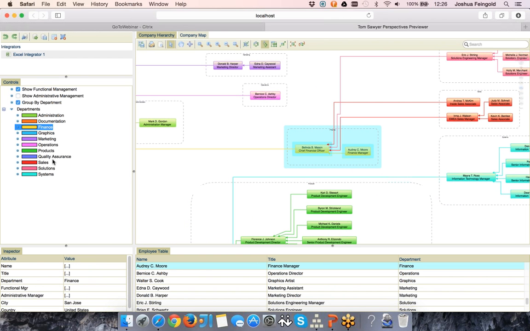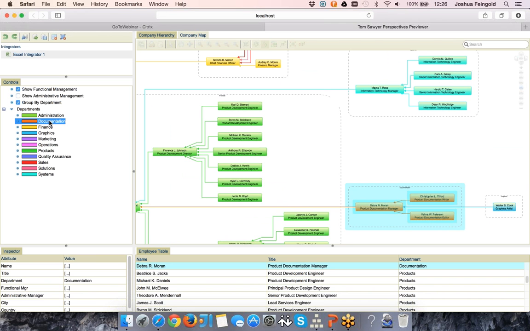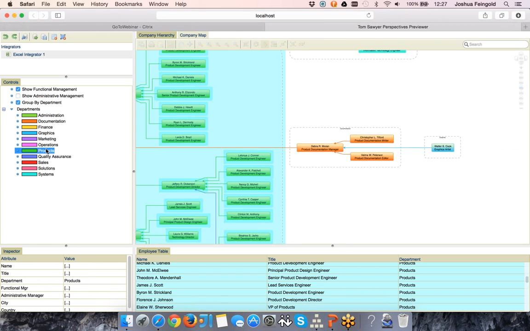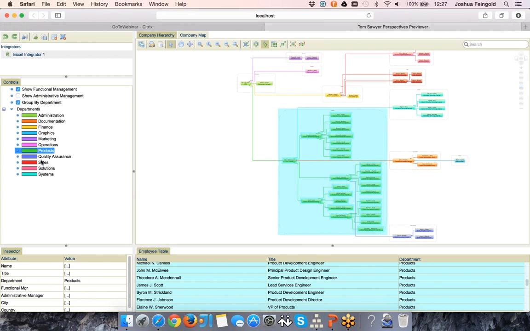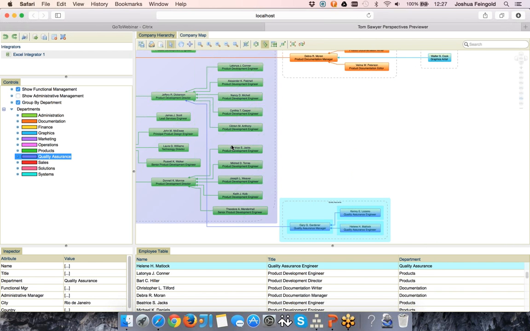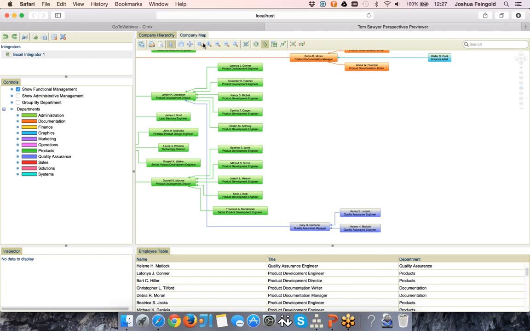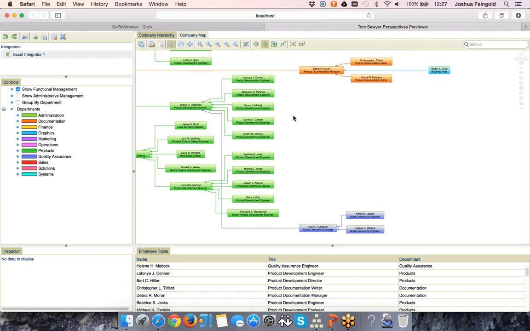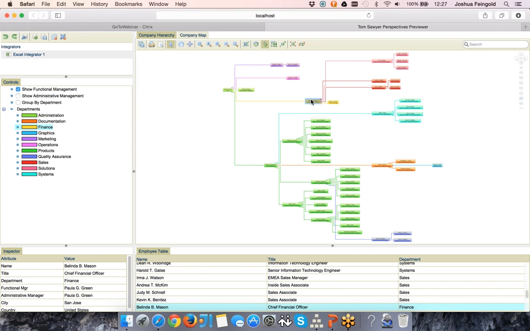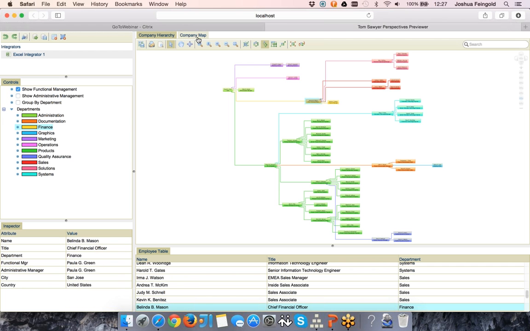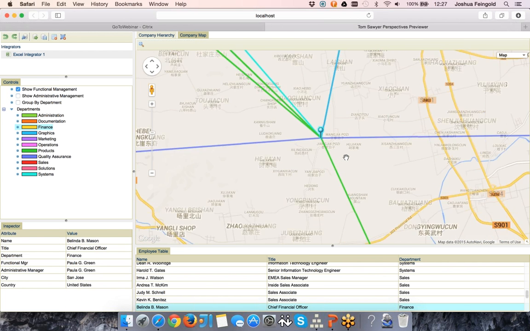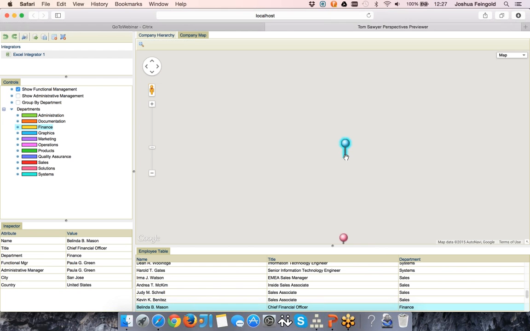They depend on these documentation nodes up here. Here we have the big products group because everybody likes products. Quality assurance flows out of the products. And here we just see our full hierarchy of what exists in the company. We can ungroup these by department, we're not interested in that anymore necessarily. Just do a nice zoom to fit. Let's find out where our chief financial officer lives. We're going to select him here and go to the company map. Here he is. Okay.